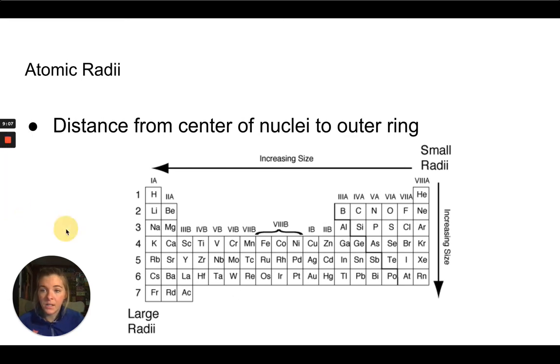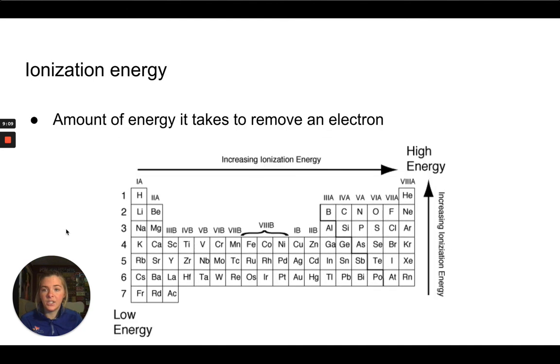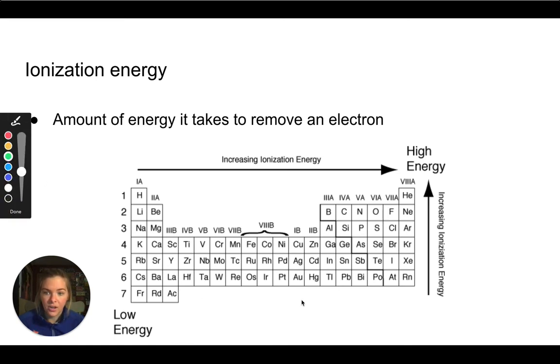Our next definition we're going to talk about is the ionization energy. Notice the ionization energy is opposite of the atomic radius. Ionization energy is the amount of energy it takes to remove an electron. So notice as we go up and to the right, our energy gets stronger. These elements up here are very, very strong.